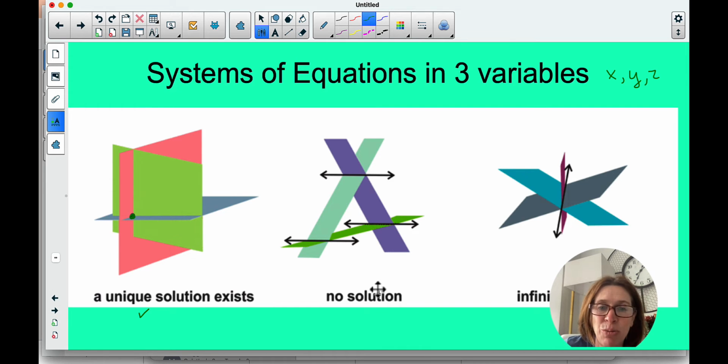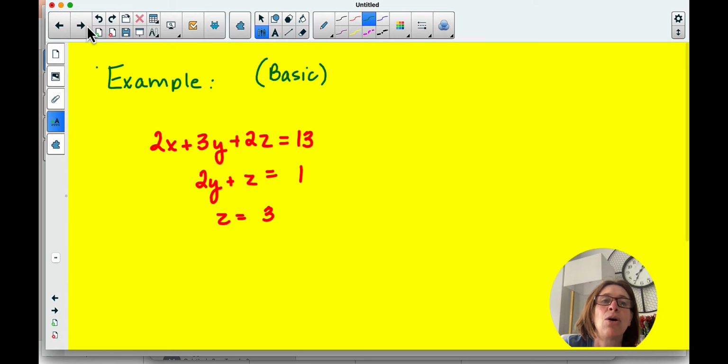But then you can have this situation where like 2 of the planes intersect, but not all 3. And that would be no solution. And then you could have infinite solutions where they all intersect and they intersect actually in a line instead of in a point. All right, but we've got to get to the nitty-gritty. How do we actually solve these? Well, basically what you're doing is substitution and elimination. So you're kind of using all these things together. So let's look at a basic example.